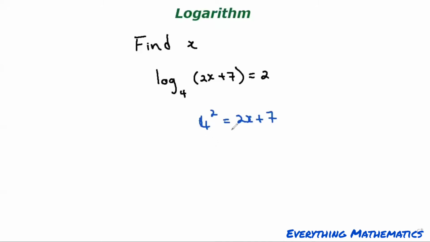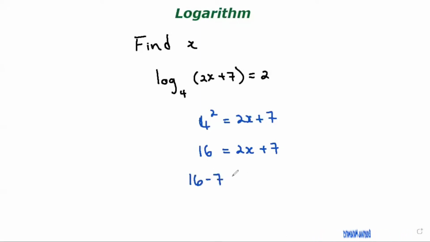So here, of course, it's just a matter of a home run now. 4 squared is 16. That's equal to 2x plus 7. And this is a simple game of making x the subject. So I send the 7 to this side. That will leave me with 16 minus 7 is equal to 2x. 16 minus 7, that looks like what? 9? Is it 9?